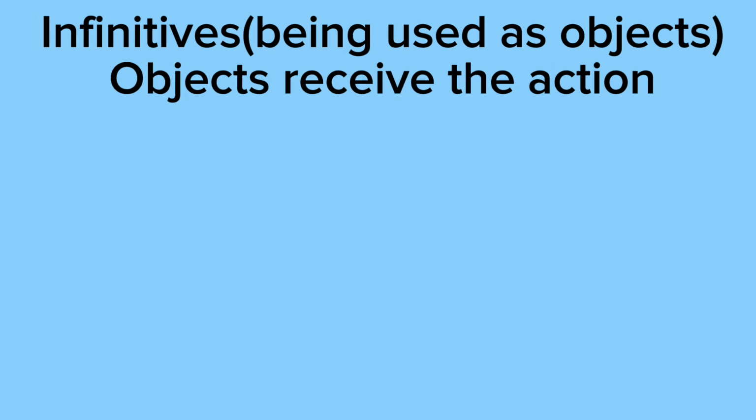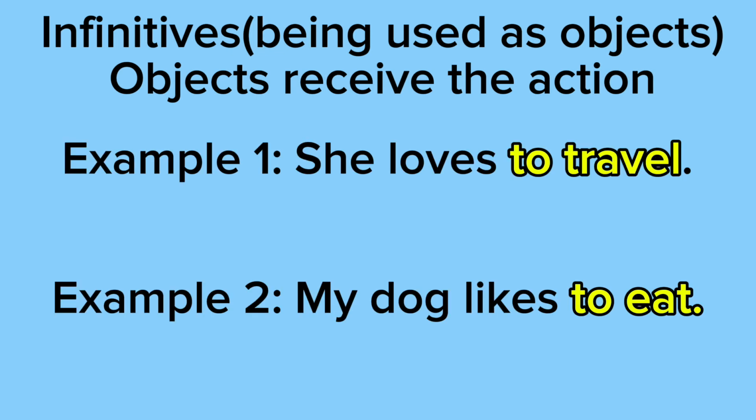Next, we have infinitives being used as objects. So objects receive the action. So example 1 says she loves to travel. So to travel would be the object because the action is loves, and to travel is receiving the action, which is loves. Therefore, the infinitive to travel is being used as an object. Example 2 says my dog likes to eat. So the infinitive to eat is the object because it's receiving the action, and the action is likes.